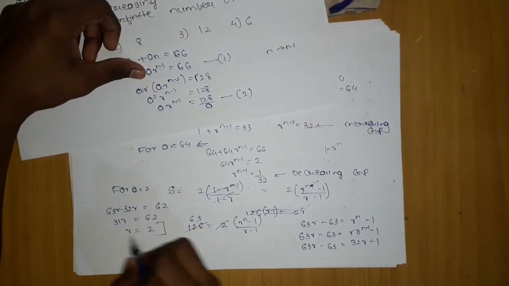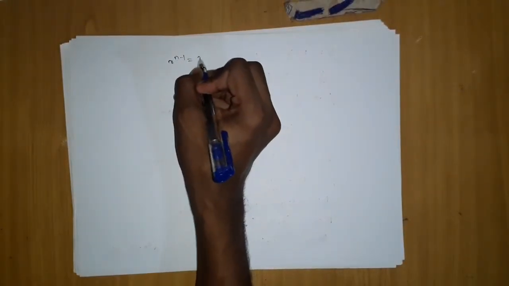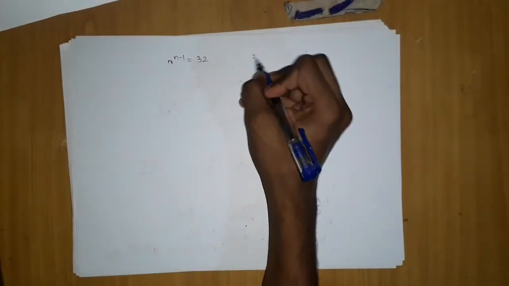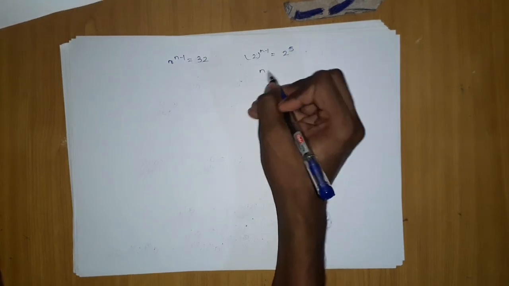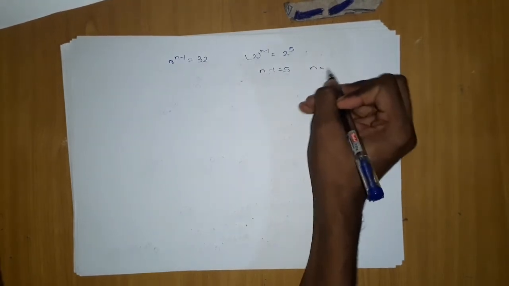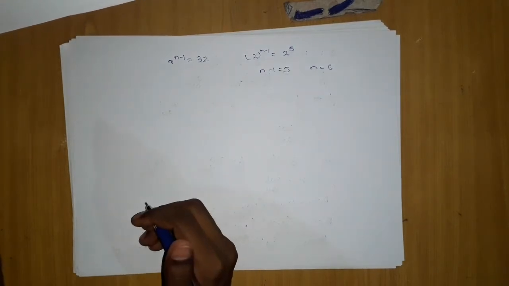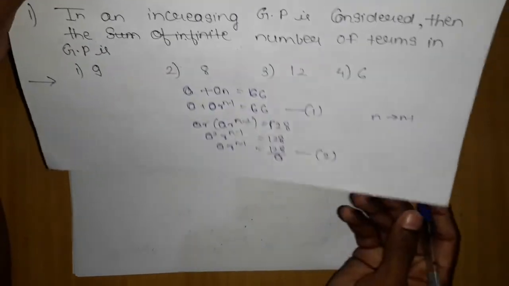So I got r is equal to 2 for increasing GP. Now I know r power n minus 1 is equal to 32. I know my r, so 2 power n minus 1 is equal to 2 power 5. 32 is what? 2 power 5. So n minus 1 is equal to 5, giving me n is equal to 6. So I know the number of terms also in the increasing GP. The number of terms in the GP is 6. Okay, so this is my answer, the first part of the solution.